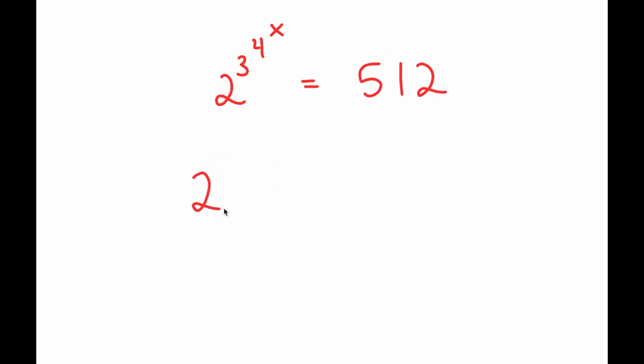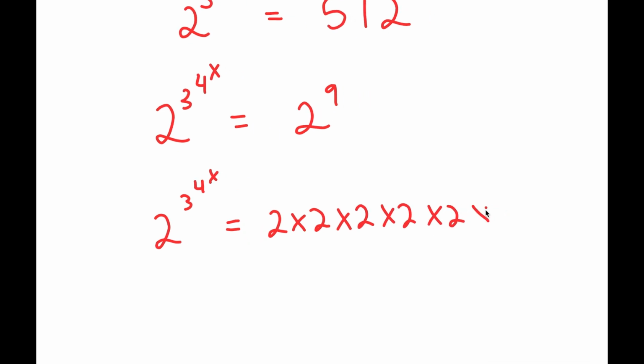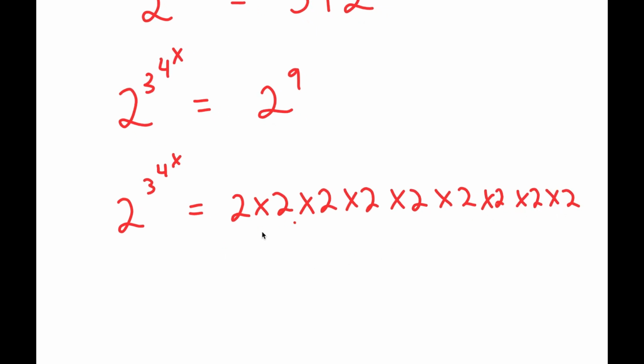we can rewrite this as 2 to the power of 3 to the power of 4 to the power of x is equal to 512, which is the same thing as 2 to the power of 9. So now I have 2 to the power of 3 to the power of 4 to the power of x is equal to 2 times 2 times 2 times 2 times 2 times 2 times 2 times 2 times 2. So this is 2 to the power of 9.